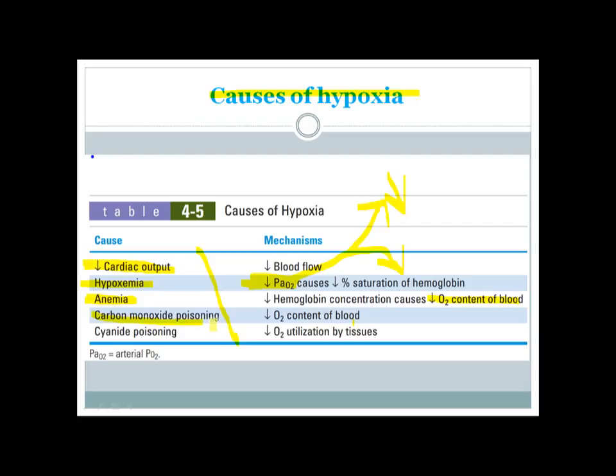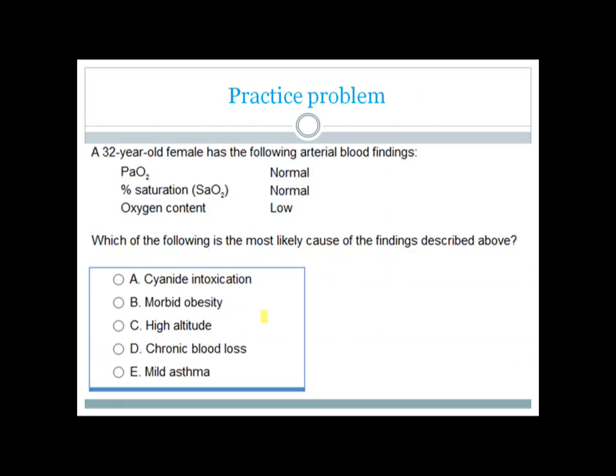In case of carbon monoxide poisoning, the oxygen carrying capacity of the blood is also decreased because the carbon monoxide actually displaces oxygen from the hemoglobin. That's why the oxygen content of the blood also decreases. In case of cyanide poisoning, there is no problem with oxygen carrying capacity of the blood or dissolved oxygen, but the tissue cannot utilize oxygen due to defect in the electron transport chain mainly.